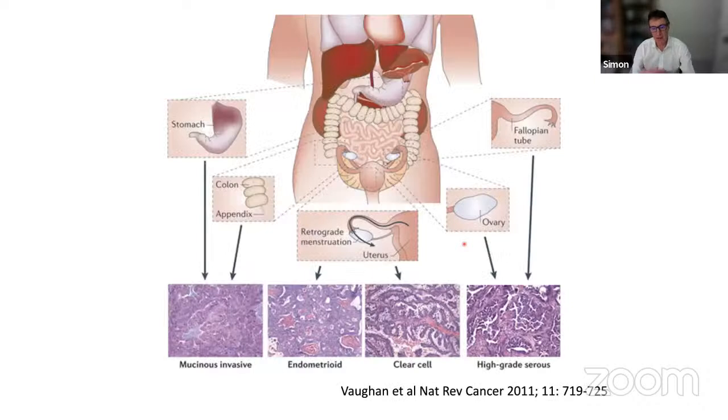So many of you will have seen this diagram before. It was published in 2011, as you can see there. And this really encapsulates the issue of ovarian carcinoma origin. The normal ovary does not contain epithelium, at least not epithelium of ovarian embryological origin. And so it's always been a mystery as to why the commonest tumour types in the ovary are in fact epithelial. And I think this diagram demonstrates why that might be.